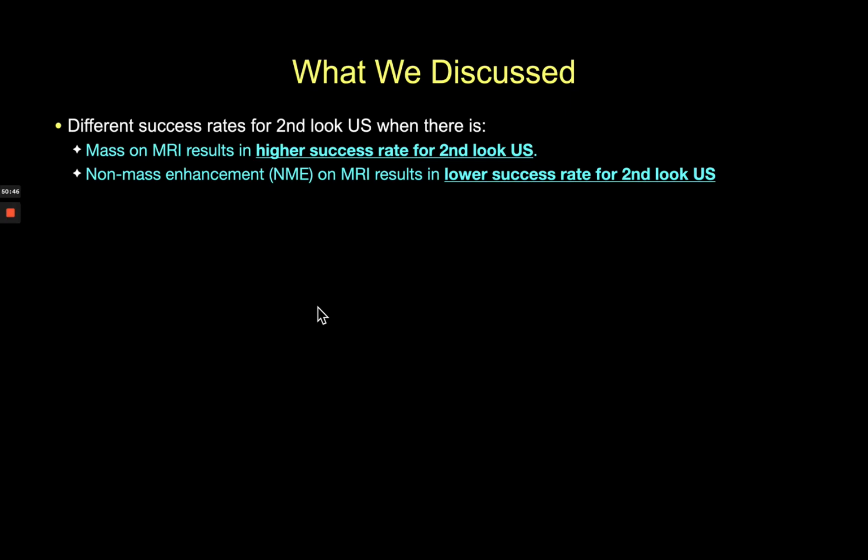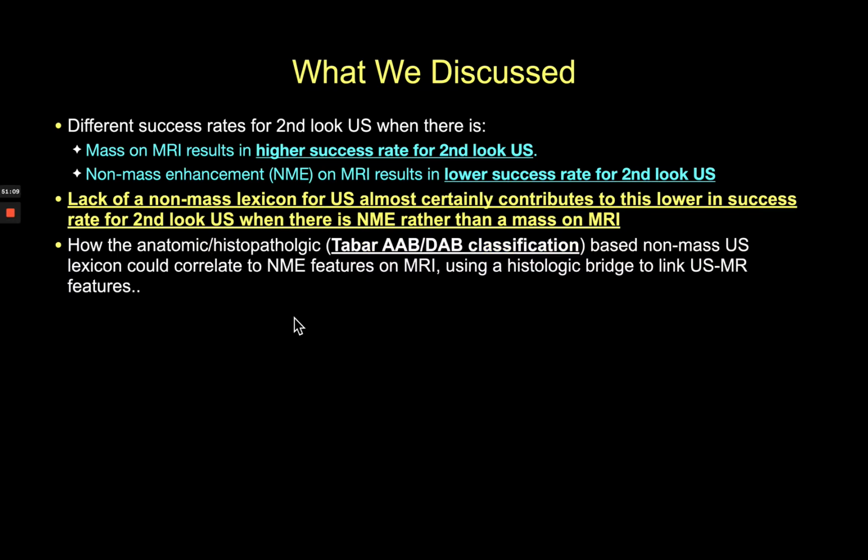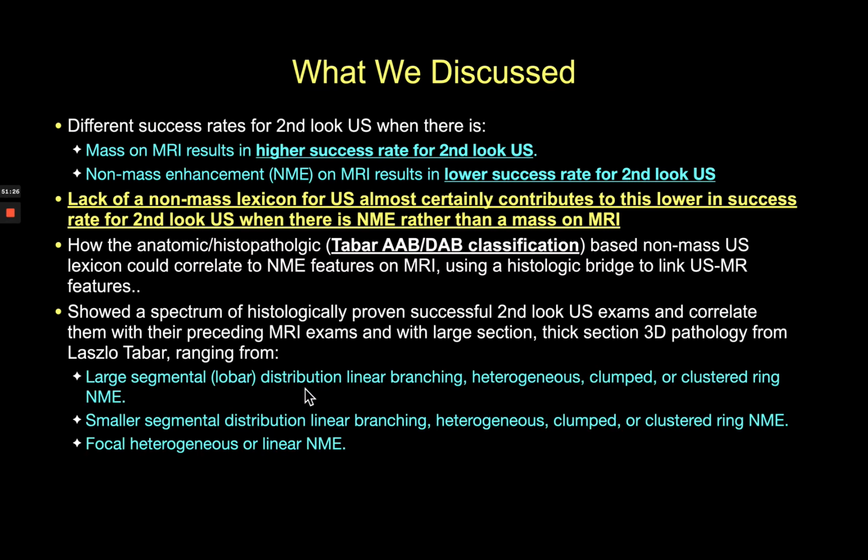So we discussed how there's different success rates for second-look ultrasound when there's mass on MRI versus non-mass enhancement on MRI. We discussed how the lack of a non-mass lexicon for ultrasound sets us up for going in the room and looking for a mass when we should not be looking for a mass, and that if we had a proper non-mass lexicon for ultrasound, we would have a better idea what we're really looking for when we go in the room. We went through a series of correlations about how this correlates with AAB, DAB, native ducts, neoducts, the various types of spread, the various relative sizes of the ducts, and how split-screen mirror image scanning can help us show too numerous ducts.